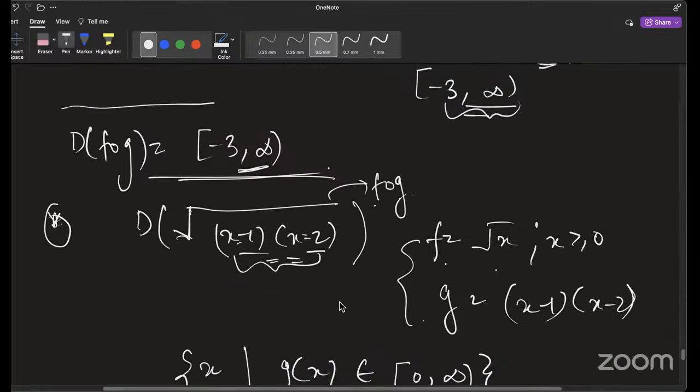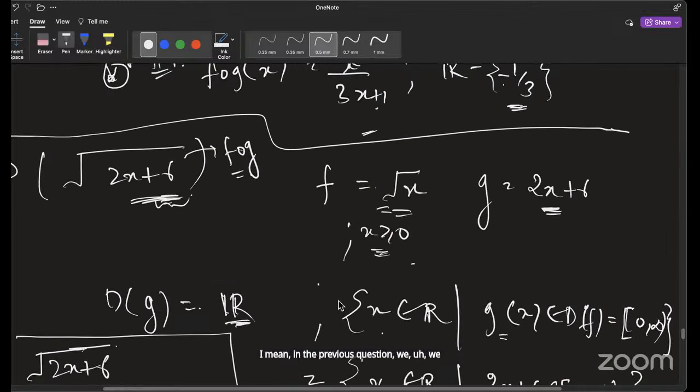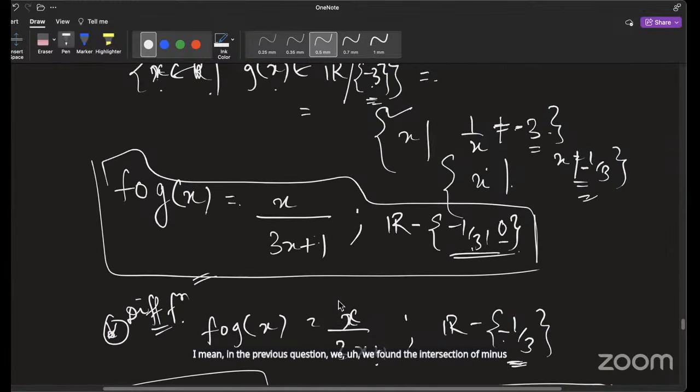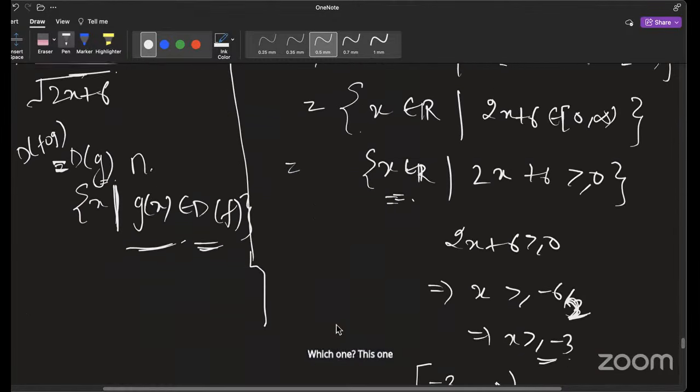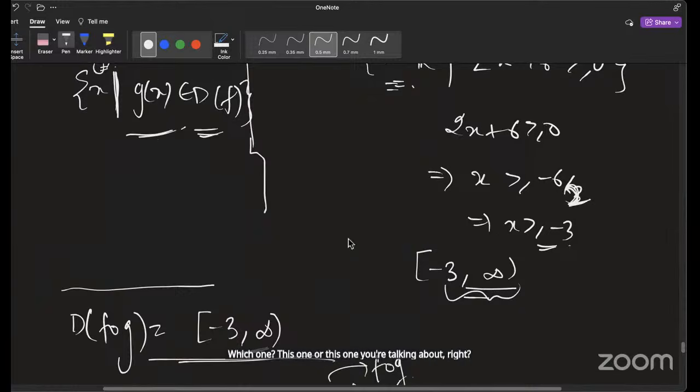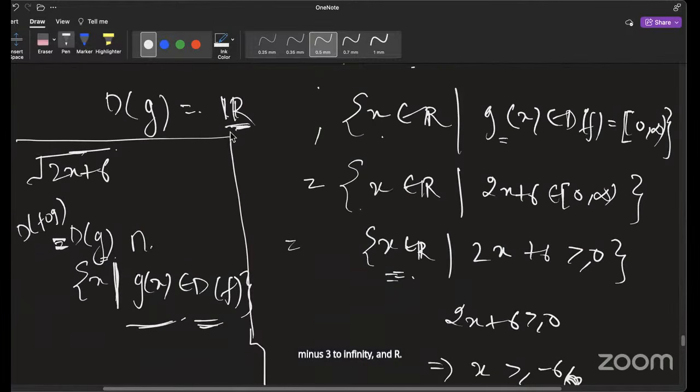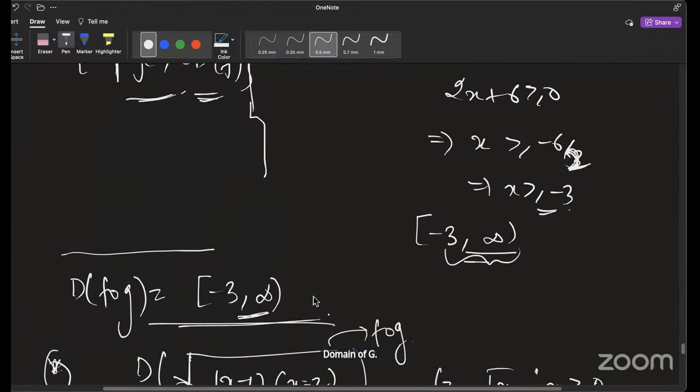Ma'am, in the previous question we found the intersection of -3 to infinity and... Which one? This one, yeah. -3 to infinity and R, domain of g. Okay, okay. This is -3 to infinity intersected with R.